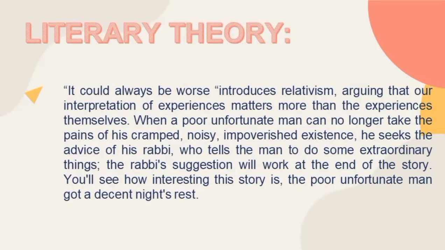So for literary theory, It Could Always Be Worse introduces relativism, arguing that our interpretation of experiences matters more than the experiences themselves. When a poor and unfortunate man can no longer take the pains of his cramped, noisy, impoverished existence, he seeks the advice of his rabbi. The rabbi tells the man to do some extraordinary things. The rabbi's suggestion will work at the end of the story, and you will see how interesting this story is. The poor unfortunate man got a decent night's rest.